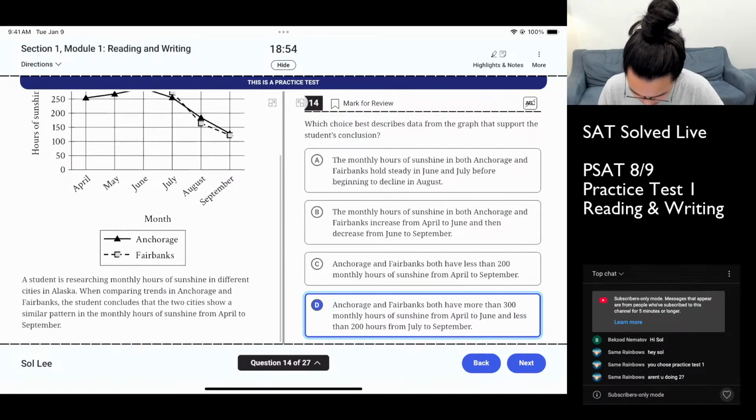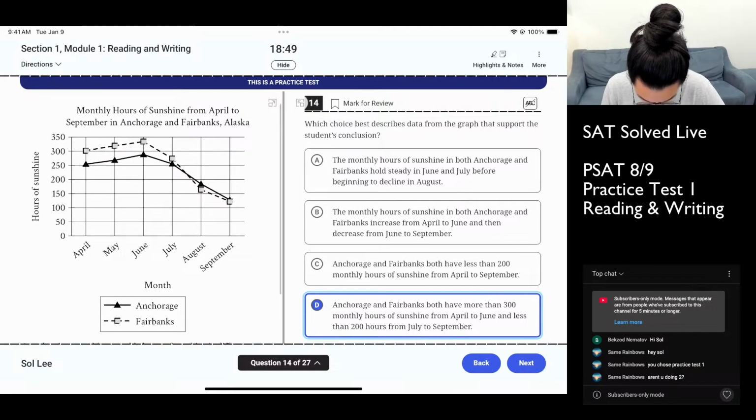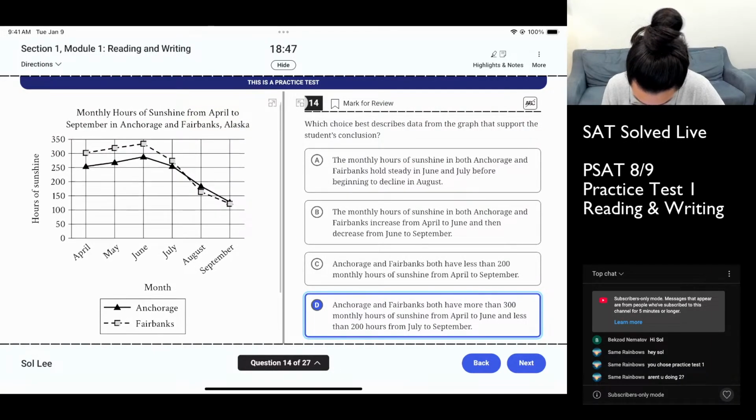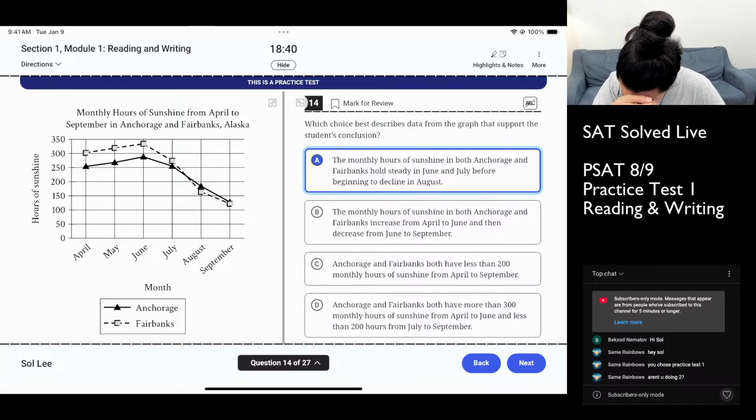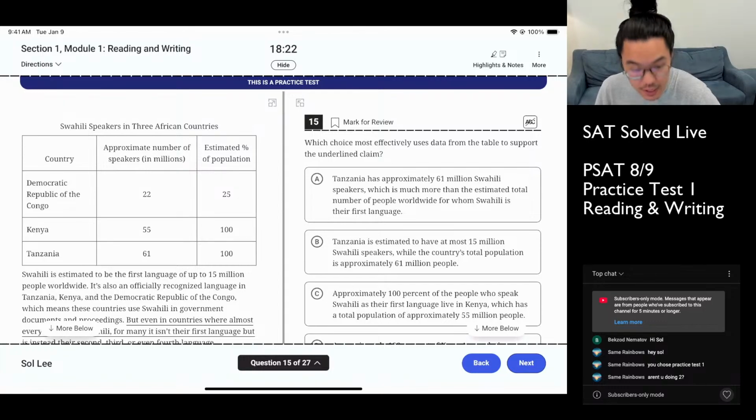This 200 thing, okay, that's correct though. April to June, yeah, that's correct, above 200, and then less than 200 hours from July to September, incorrect. Hold steady. What the heck? Okay, this is annoying. April to June. Okay, and then decrease from June to September. Oh my God, that's exactly what I predicted. I just didn't see it. Oh my God. Okay. Well, sometimes that happens.